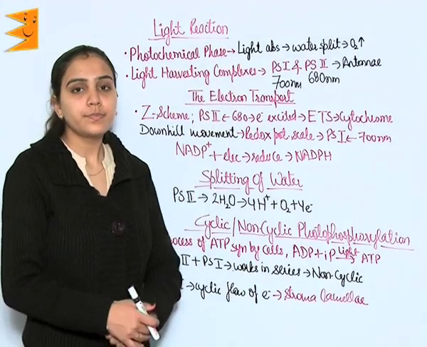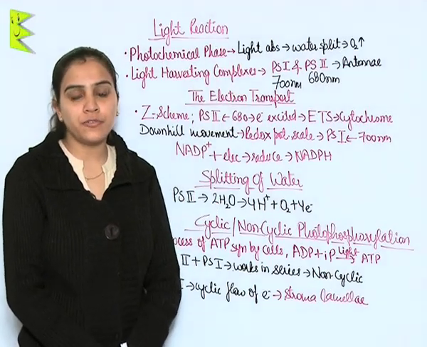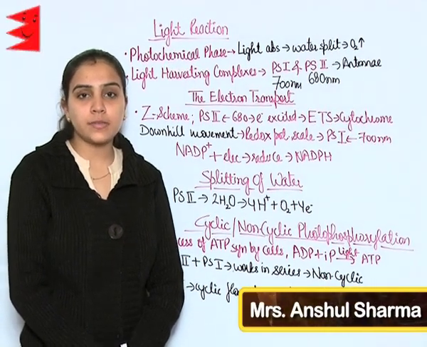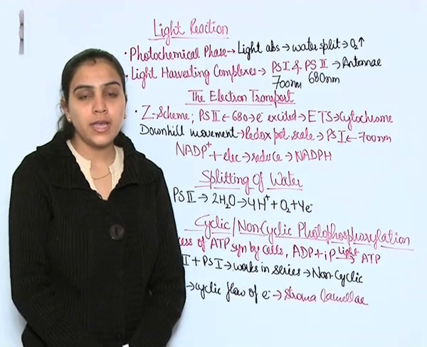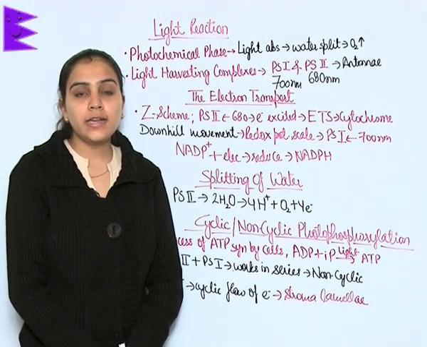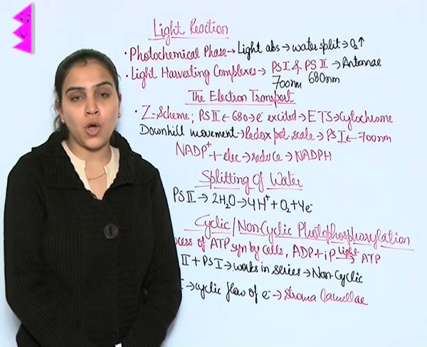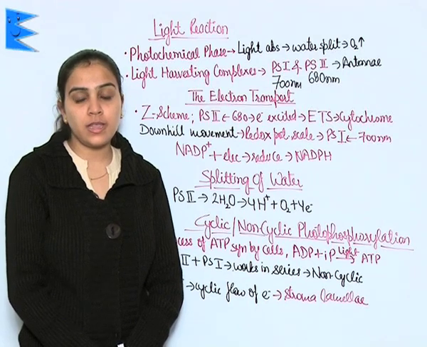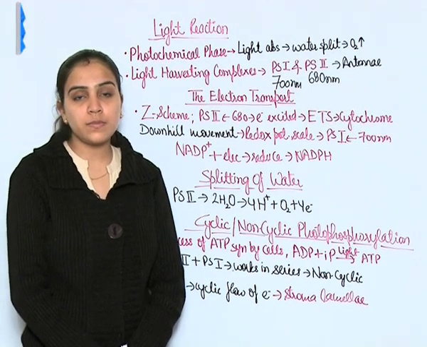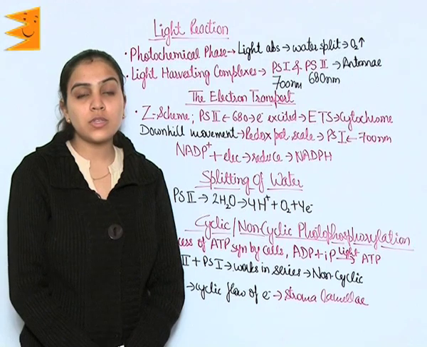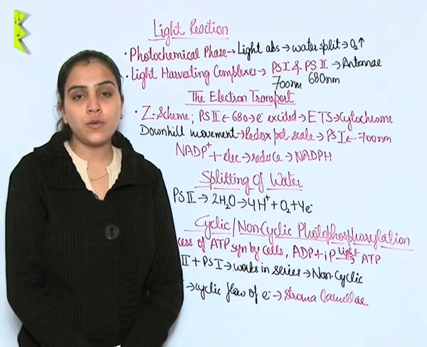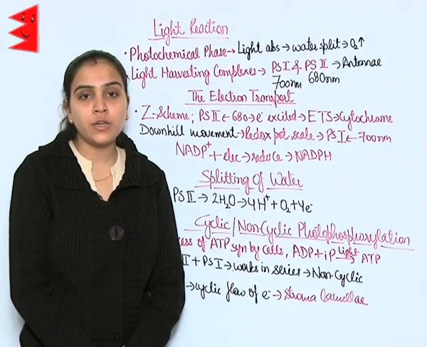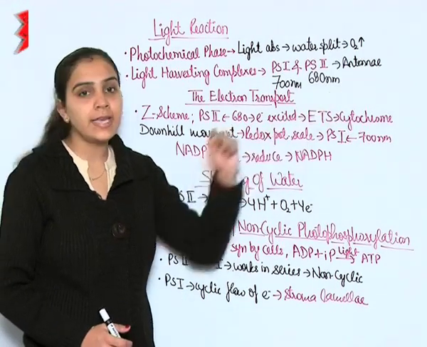Light reaction. It is the photochemical phase of reaction in which light is absorbed and hence water gets split and oxygen is evolved. In this reaction, light harvesting complexes are formed which consist of pigments, and then they form photosystems. There are two photosystems, photosystem 1 and photosystem 2. Photosystem 1 absorbs light of wavelength 700 nm and photosystem 2 absorbs light of wavelength 680 nm.